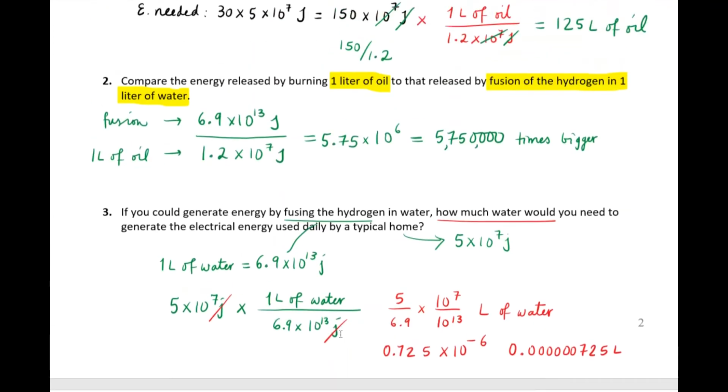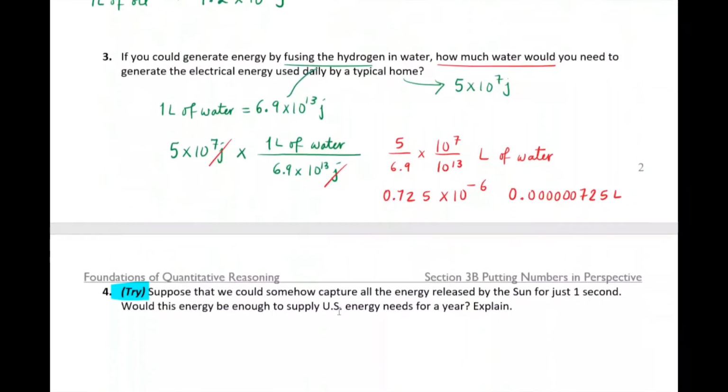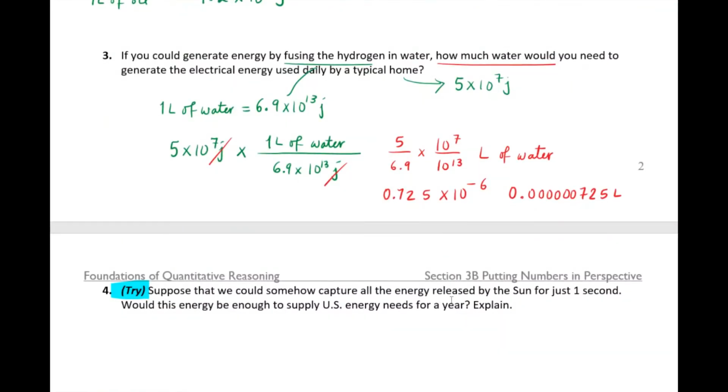If you look at the table, it shows the annual energy generation of the sun. It's 1 times 10 to the 34, and the energy needed by the US for a year is 1 times 10 to the 20. But this is annual, so it's a yearly energy release. You need to convert it into seconds first, and then find the amount of energy released by the sun in a second. You can pause the video here and try this problem.